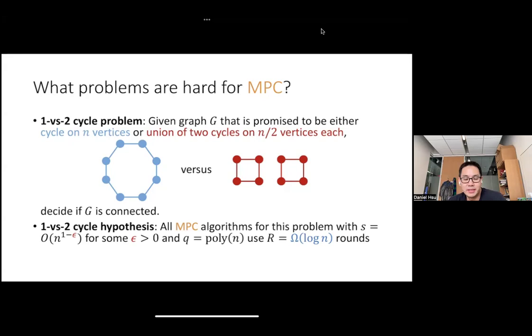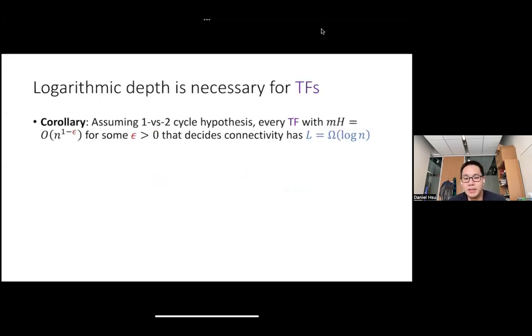So this is the hardness that people believe about MPC. And what our theorem lets us do is transfer this to a hardness result for transformers. The corollary is that, assuming this hypothesis, every transformer that has total width, embedding size times number of heads, smaller than n to the 1 minus epsilon for any epsilon bigger than 0, and is supposed to solve this connectivity problem, then the depth, the number of layers, has to grow like log n.